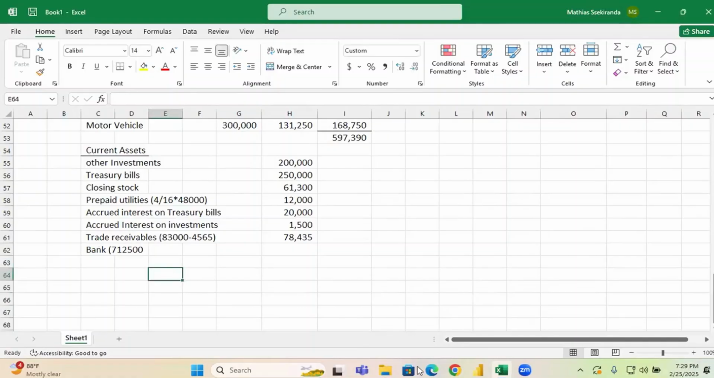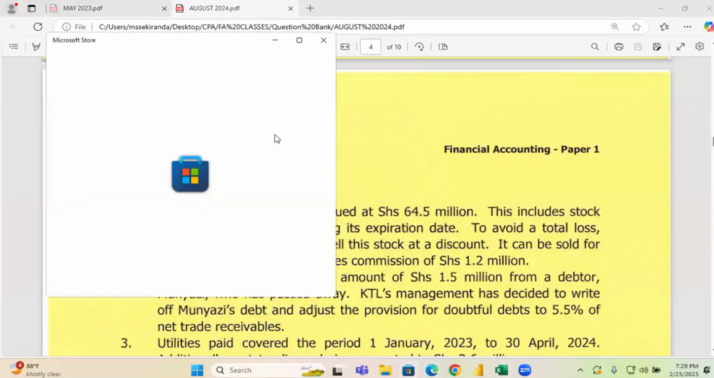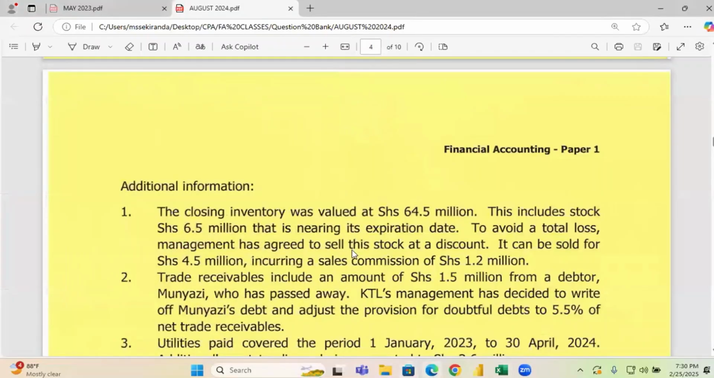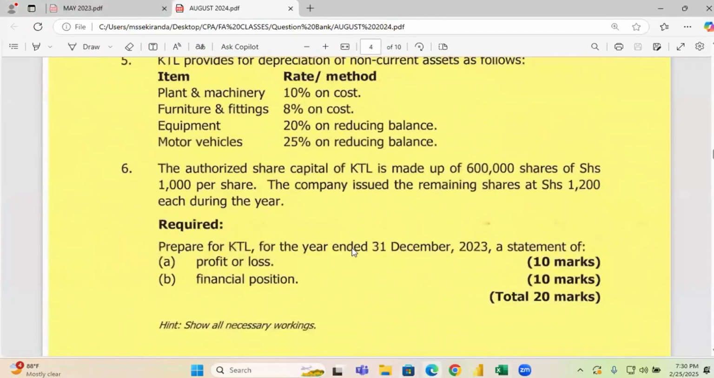Note number 6, what does note number 6 say? Note number 6 says, the authorized share capital of KTL is made up of 600,000 shares of 1,000 each. The company issued the remaining shares at 1,200 each during the year.